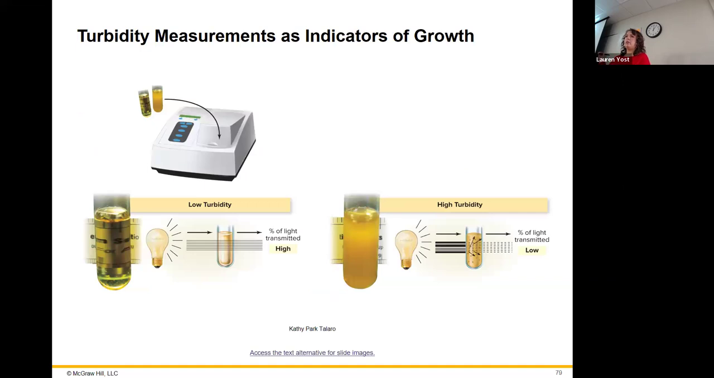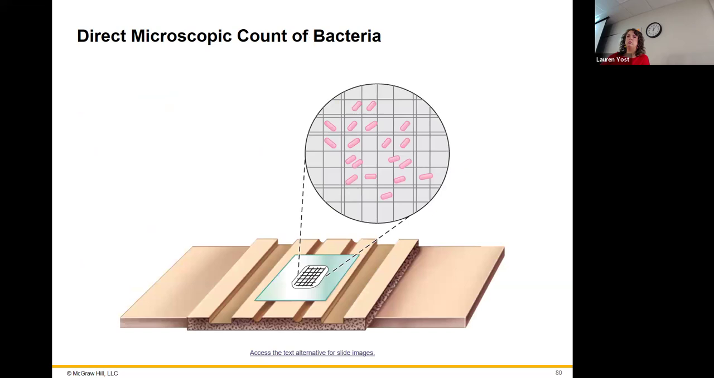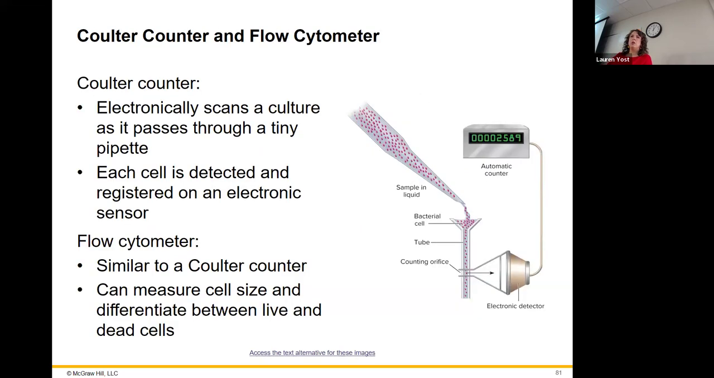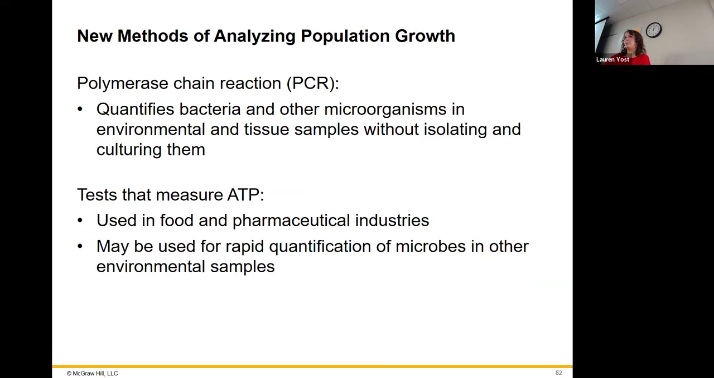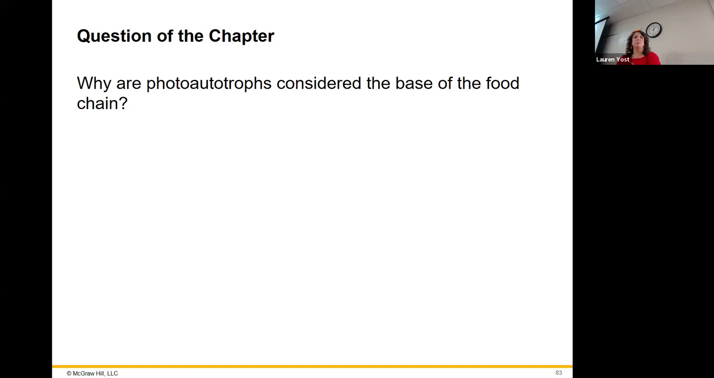Or we can just literally count them, like with a microscope or using the colonies. We also have machines that will count them too, of course, using lasers. So Coulter counter, and then a flow cytometer. You can use fluorescence and all sorts of stuff to label aspects of the cell. You can even use PCR as a means to quantify the progress of a culture. If you're doing something on a large scale, that might be a useful thing. And you can also measure the use of ATP and ATP waste products.